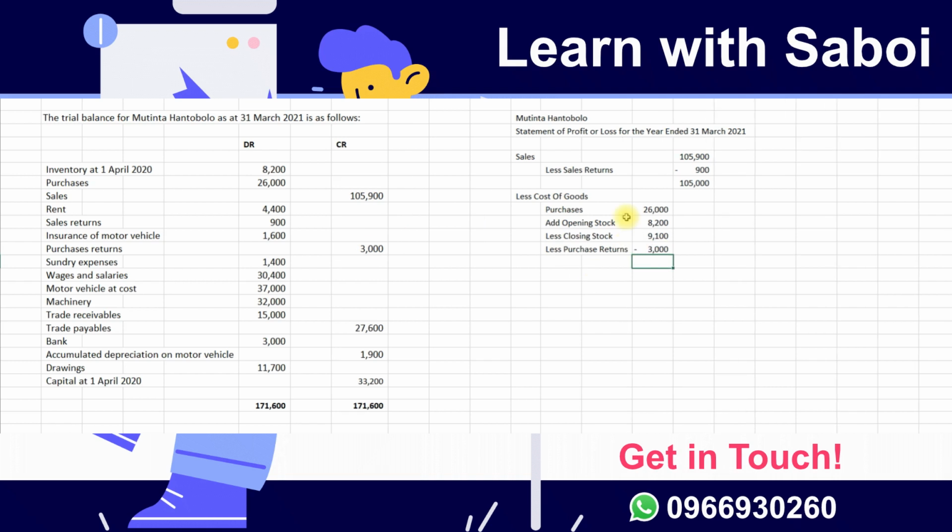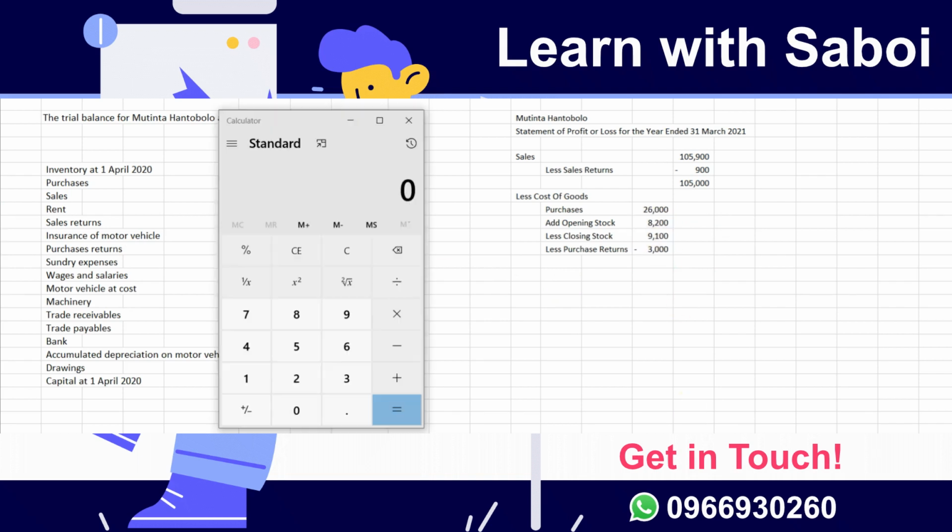There it is. We have taken into account the purchase returns. So far, so good, and this is the progress that we need to make. What we are going to do now is we have to calculate these and find what the sum is. And I'll pull out my calculator. That's what you will have on the exam.